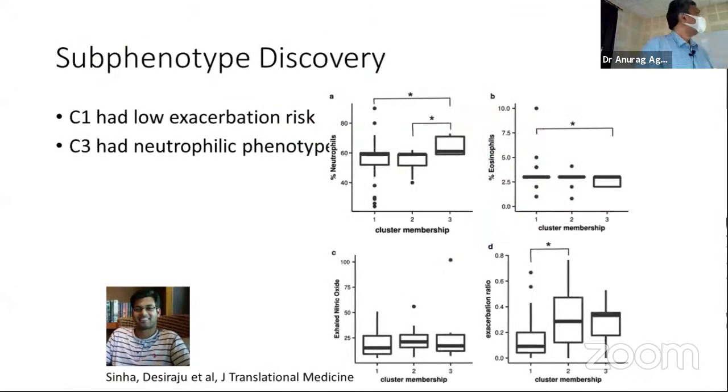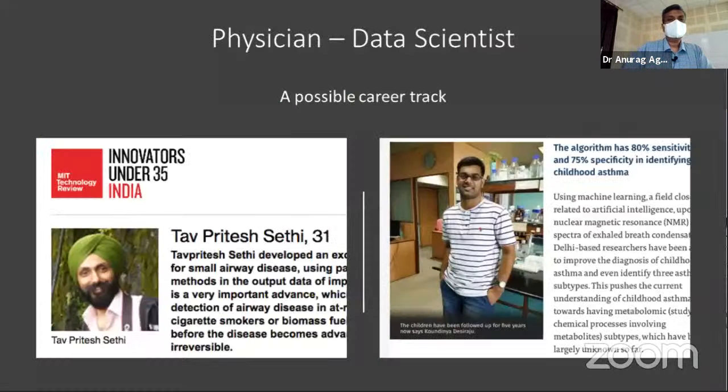And I'll show you, not spend too much time on it. I'll just wait again for it to catch up. Basically, two physician students who came into the lab to do PhDs chose to become physician data scientists. It's important to show those people's photographs. But Dr. Tarpritesh Sethi worked on the impulse oscillometry time series. Dr. Kaundinya Desi Raju worked on the NMR spectra of exhaled breath.